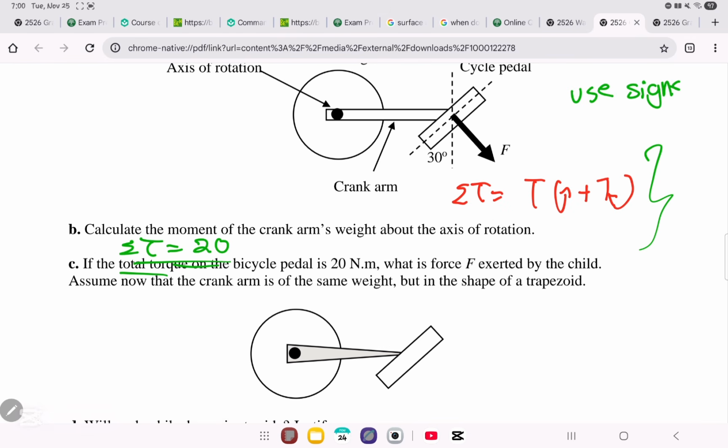So now what do we apply? We apply that 20 Newton per meter is equal to what? Is equal to the torque that's counterclockwise plus the torque that is clockwise. Don't forget about their signs.